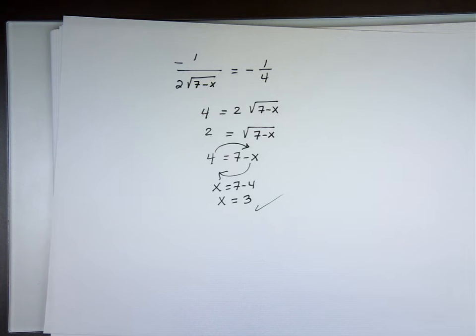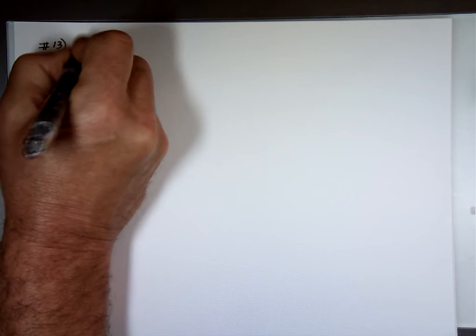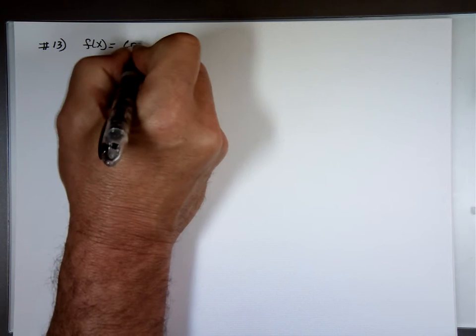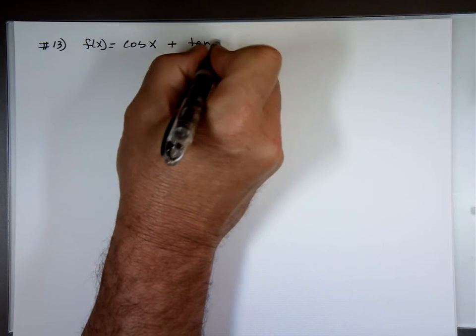Same thing, 13 and 14, except with a trig here. I gotta rush through them because we have 2 more sections to cover tonight. Cosine of x plus tangent x, x between 0 and pi.